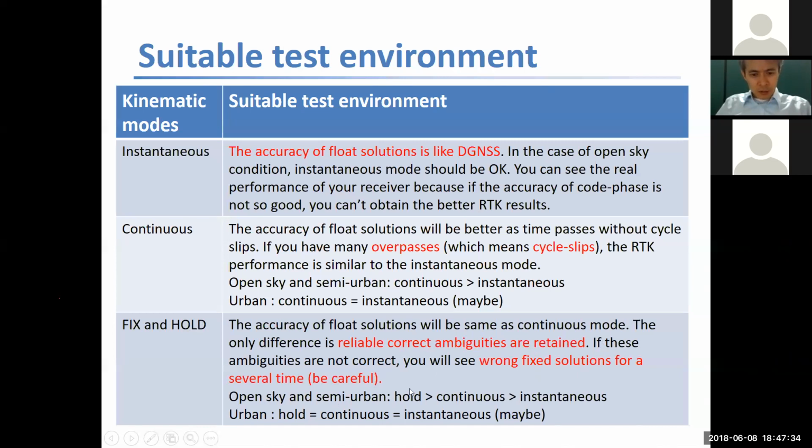In open sky and semi-urban areas, hold mode is better than continuous, and of course better than instantaneous. In urban areas, for hold, continuous and instantaneous, I am not sure. So I would like you to compare these modes by yourselves. In urban areas, maybe instantaneous is slightly better than continuous and hold mode because the Kalman filter overpasses many cycle slips. Kalman filters do not work so well, because they assume normal distributions.